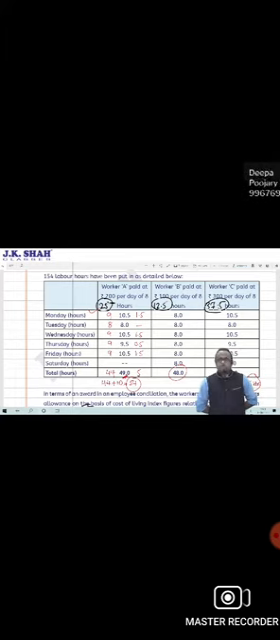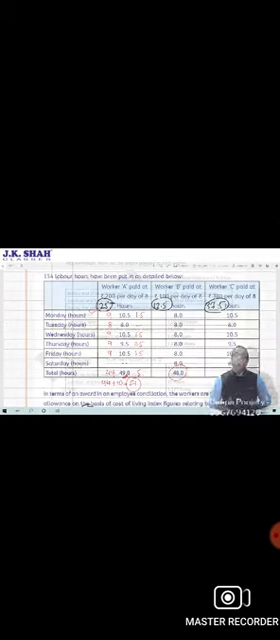So 48 hours weekly plus 9 hours overtime, which is 18 hours at a normal rate. So 48 plus 18, 66 hours payment. This is what we have.